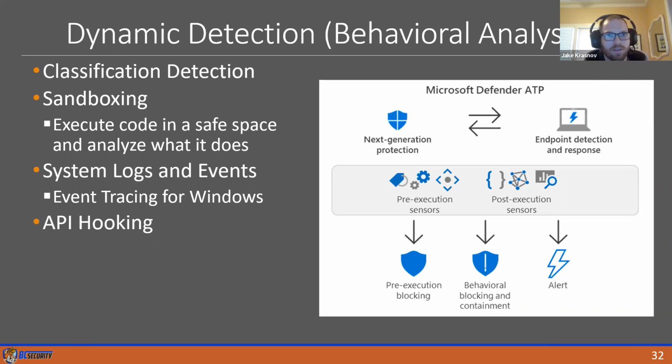So the dynamic detection is our behavioral analysis. This is where we're really getting into EDR. So it's classification detection, sandboxing, system logs and events, and API hooking. When you call an ETW event or look for write protect, they'll sometimes hook the write protect call and those kinds of things.